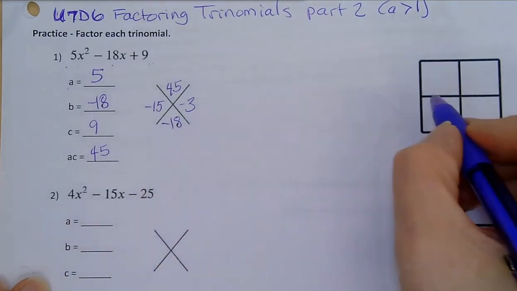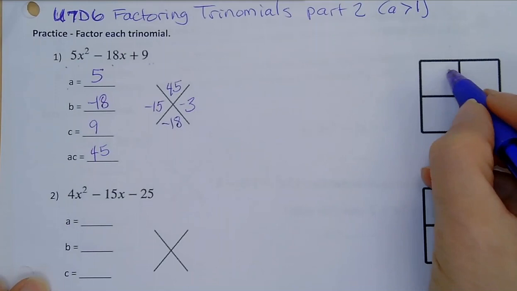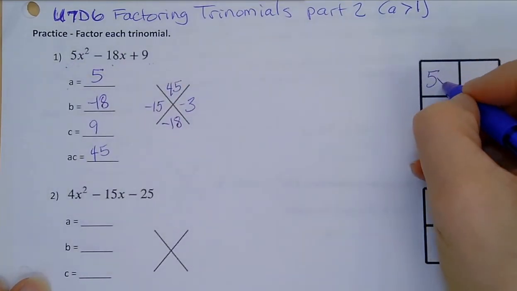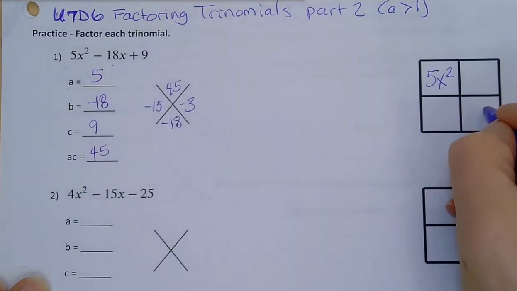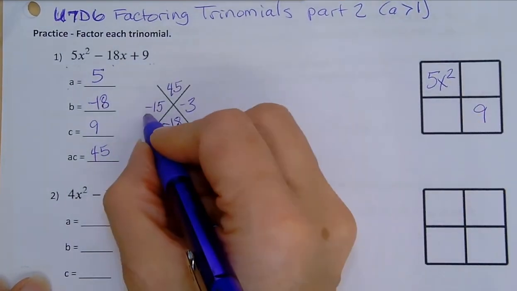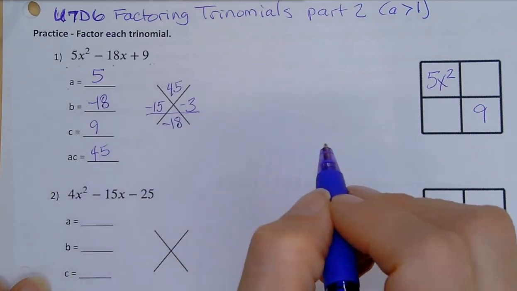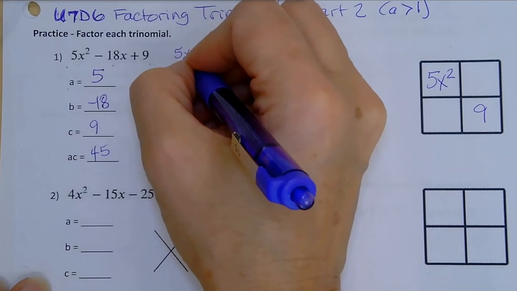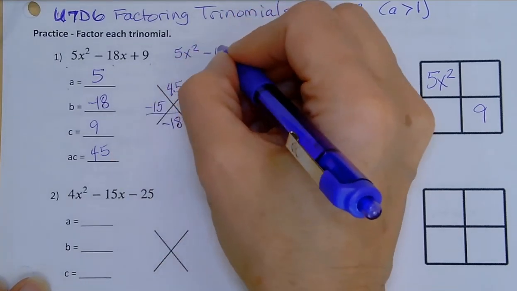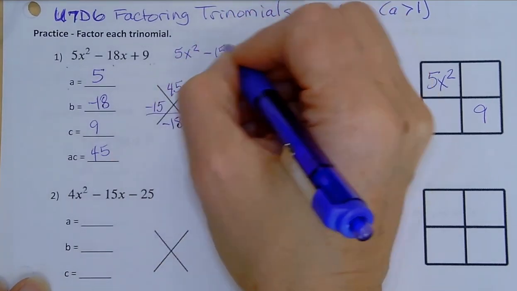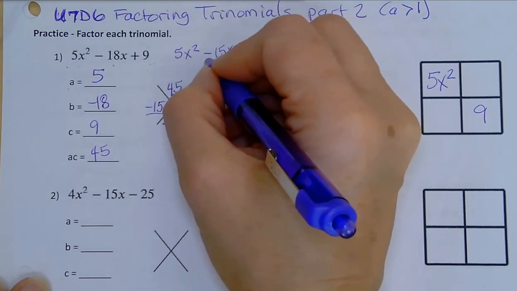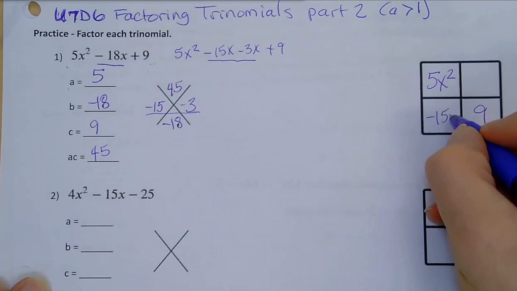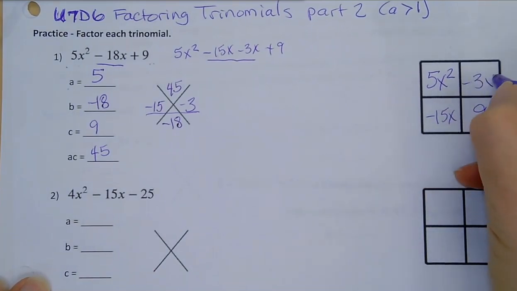If I use the box method to solve this, remember you're going to put your ax squared, your first term, the whole thing, 5x squared right there. You're going to put c in the bottom right. And you have now figured out your magic numbers for your b term. So we're really splitting this negative 18x up. It's really 5x squared minus 15x minus 3x plus 9. That's truly what we've done, we've split up that b term. So I'm going to put one part here, and one part here.